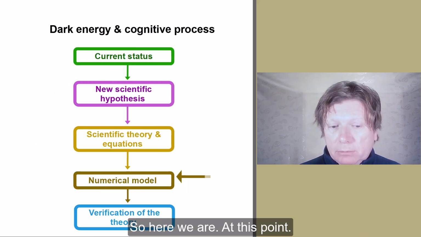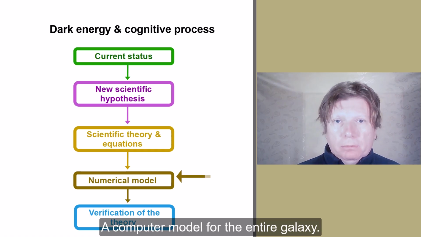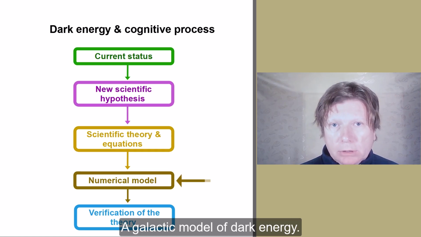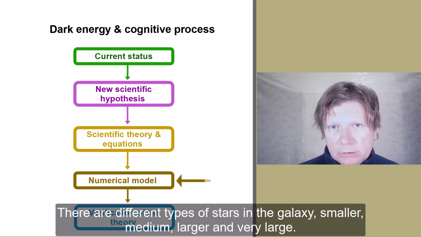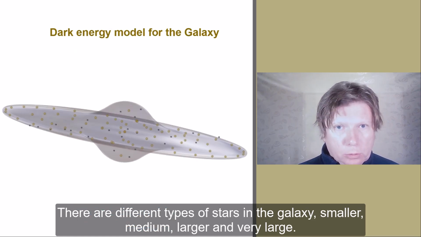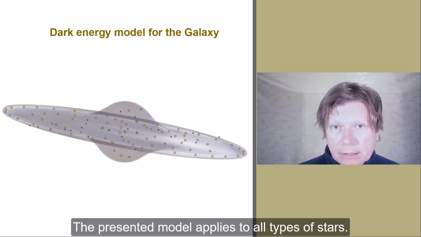So here we are, at this point, a computer model for the entire galaxy, a galactic model of dark energy for all types of stars in the galaxy. There are different types of stars in the galaxy: smaller, medium, larger, and very large. The presented model applies to all types of stars.